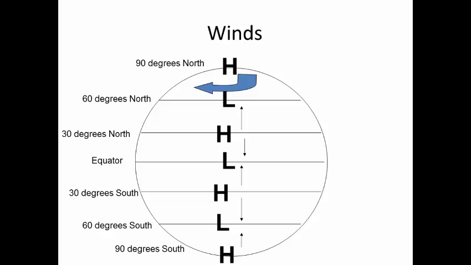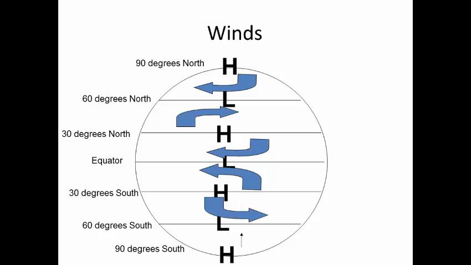Now let's do the same for the wind at 30 degrees north. It blows to the right as it heads towards 60 degrees north, and again to the right as it heads towards the equator. At 30 degrees south, it blows to the left as it heads to the equator, and again it blows to the left as it blows towards 60 degrees south. Remember, everything south of the equator blows left. Finally, the South Pole blows left as it heads towards 60 degrees south.